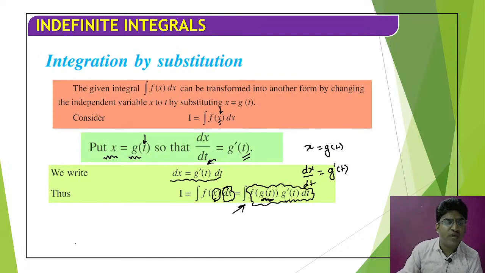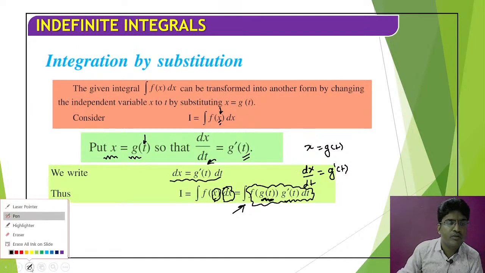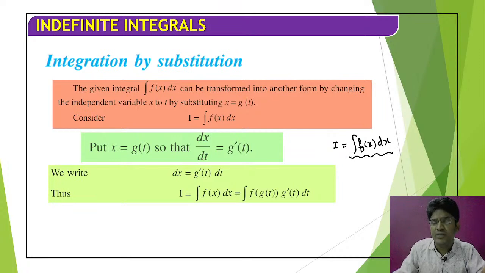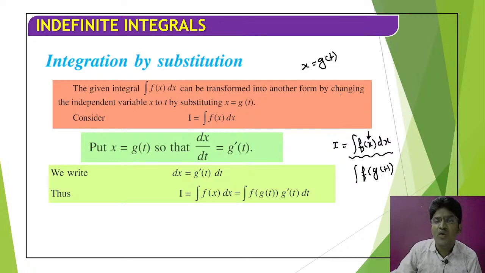Please understand this, very, very important. First thing, they will give you to solve I equal to integration of f of x dx. Now I will see this function according to my particular requirement. Now I want to apply the substitution method. If I want to apply the substitution method, in the place of x I will put g of t. So what will happen? f of g of t. So now dx also has to be changed. How to change this dx?